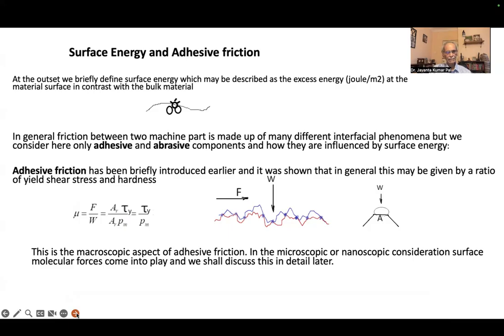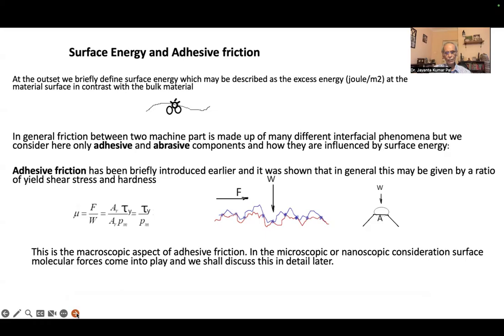We have discussed adhesive friction, but still for the sake of completeness, we'll just have a quick look at it. Adhesive friction, as we have discussed earlier, on the macroscopic scale is due to solid state welding at the tops of the asperities. If you look at this picture here, a blue surface is put on the red surface. Both are uneven, and the points of contact are very few.